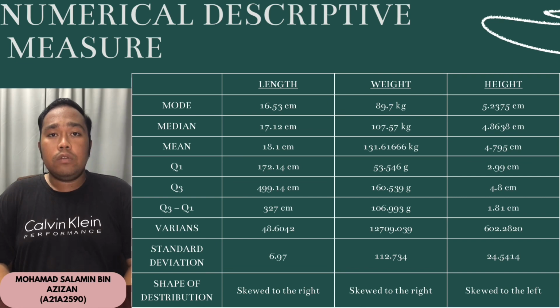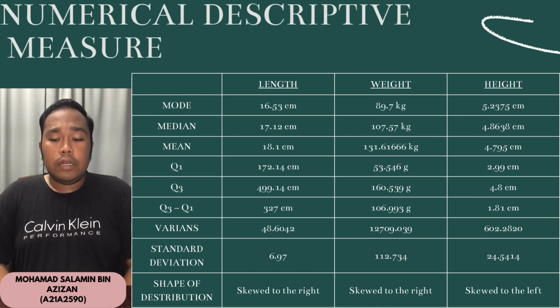And the last one, we go to height. The mode for height is 5.2375 cm. The median is 4.8638 cm. The mean is 4.795 cm.